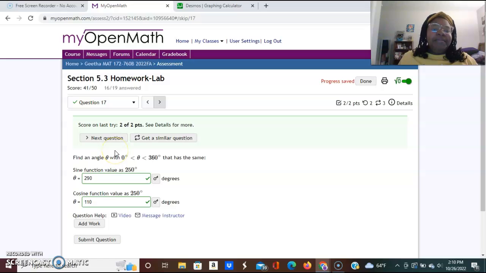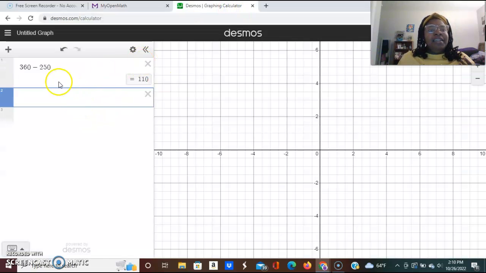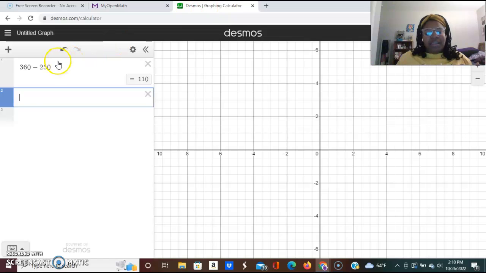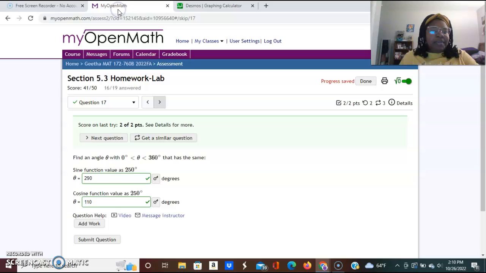So when it comes to sine, it's the same process as well. Let's just pretend we already did this part of sine. That's how you get to 110. And so this time it's going to be a little different.